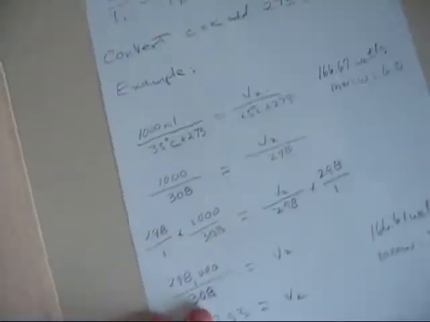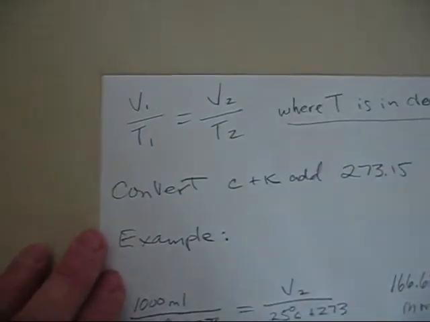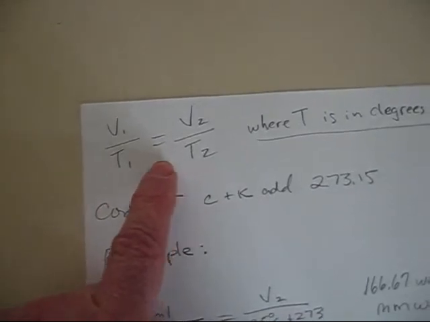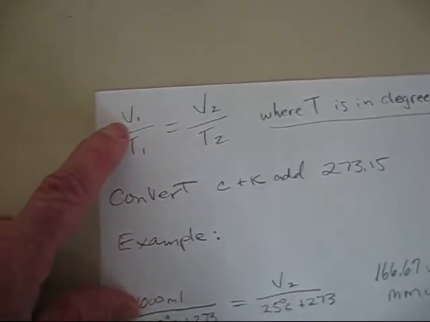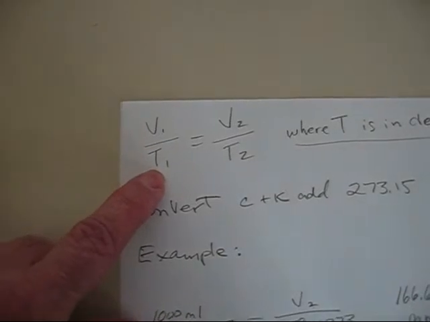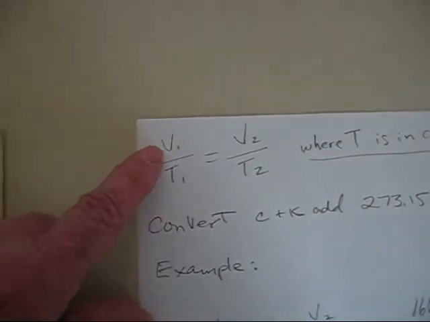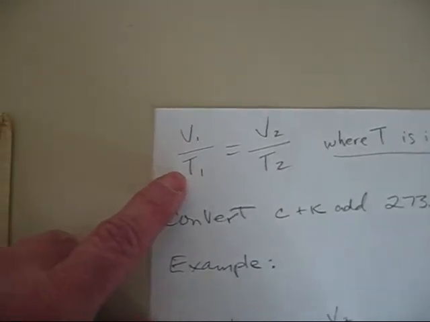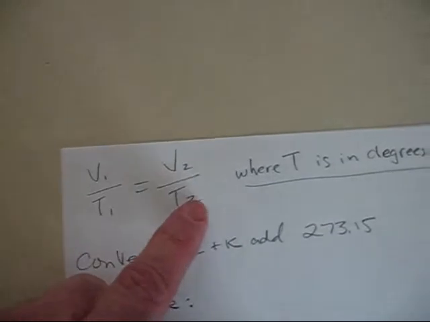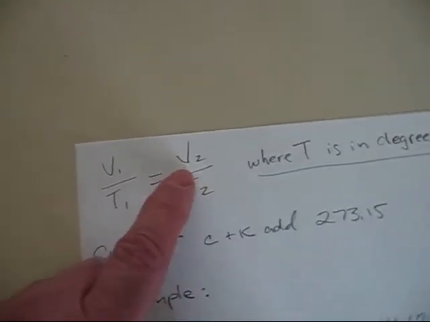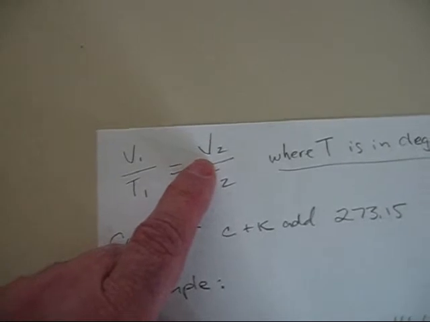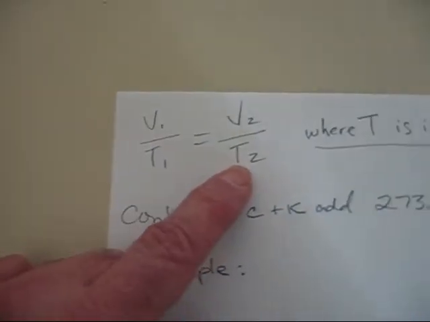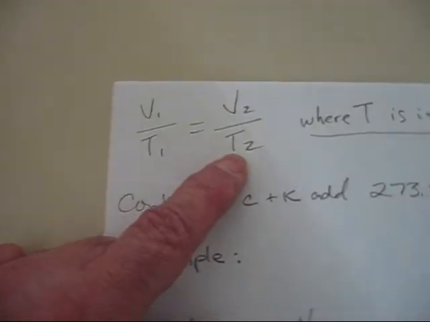So anyway, I did it out on a piece of paper. It might be easier to see. So we have V1 over T1 equals V2 over T2. V1 is the volume of the sample you measured. T1 is the temperature in degrees Kelvin of the sample you measured. V2 is the sample size at a different temperature, and T2 is the different temperature. In this case, we're going to use 25 degrees C as the standard conversion temperature.